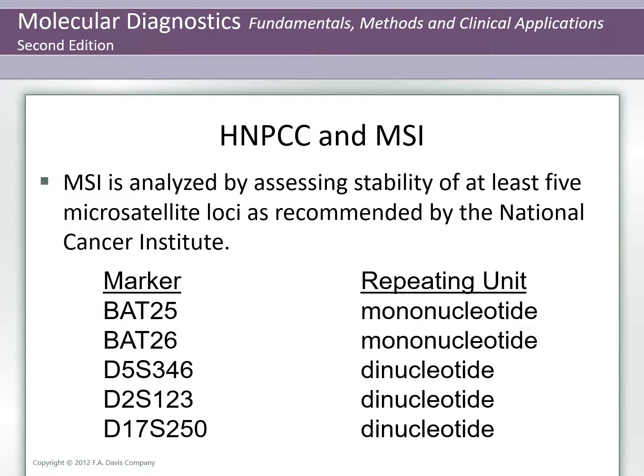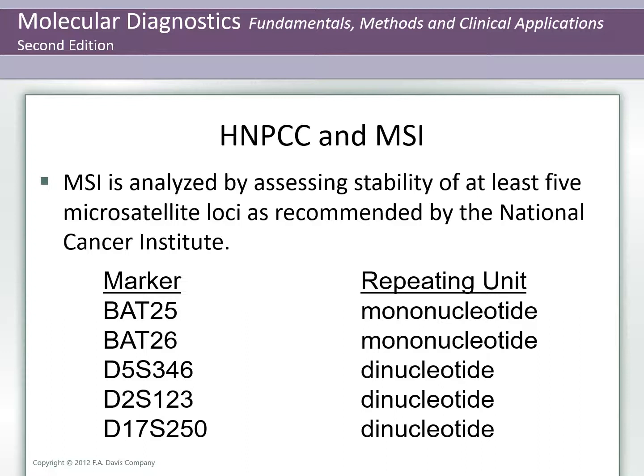The National Cancer Institute has recommended that the screening of 2 mononucleotide repeat loci, BAT25 and BAT26, and 3 dinucleotide repeat loci, D5S346, D2S123, and D17S250, is sufficient for determination of MSI, microsatellite instability. Alternative markers have been proposed, and some laboratories test additional loci to ensure amplification of at least 5 loci.